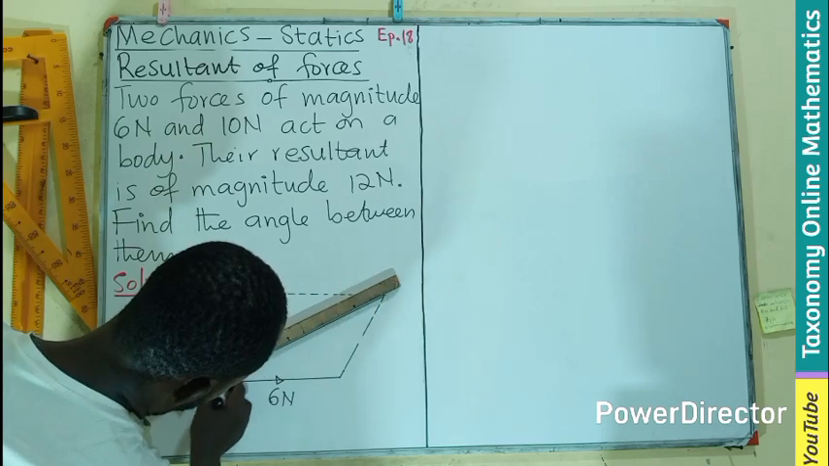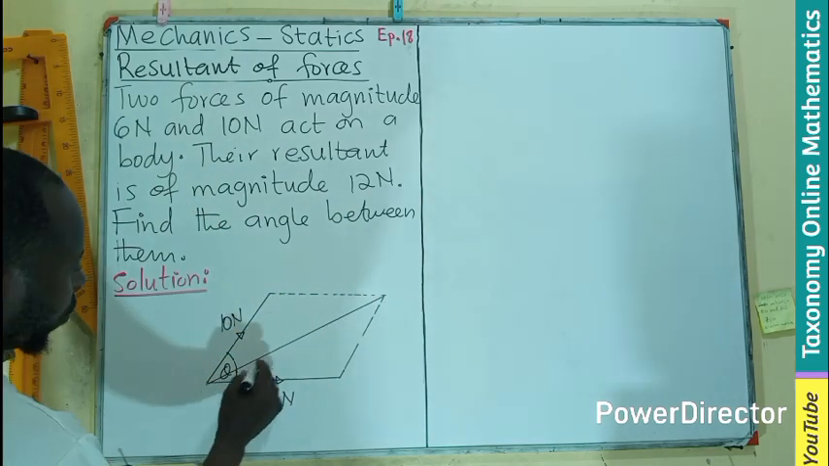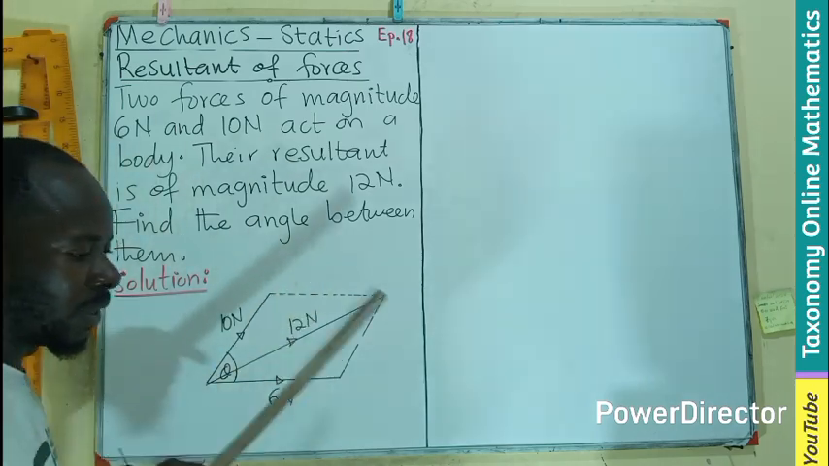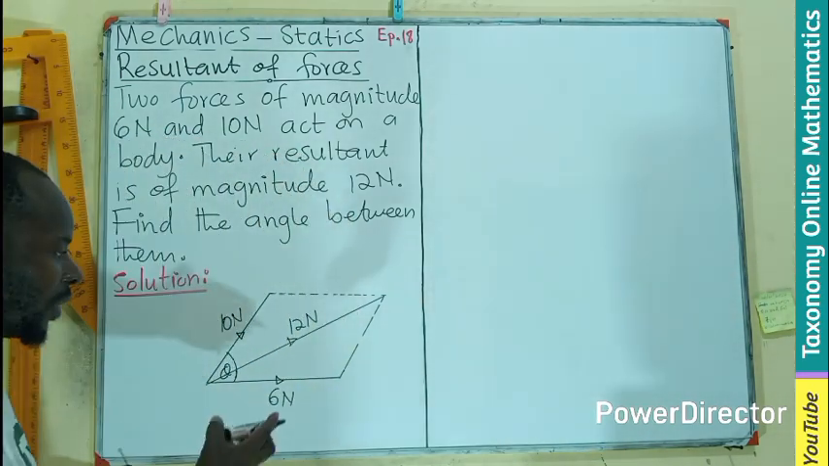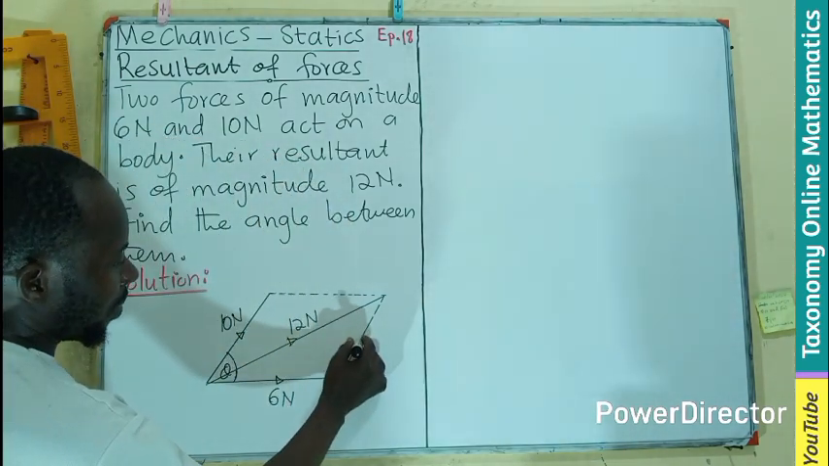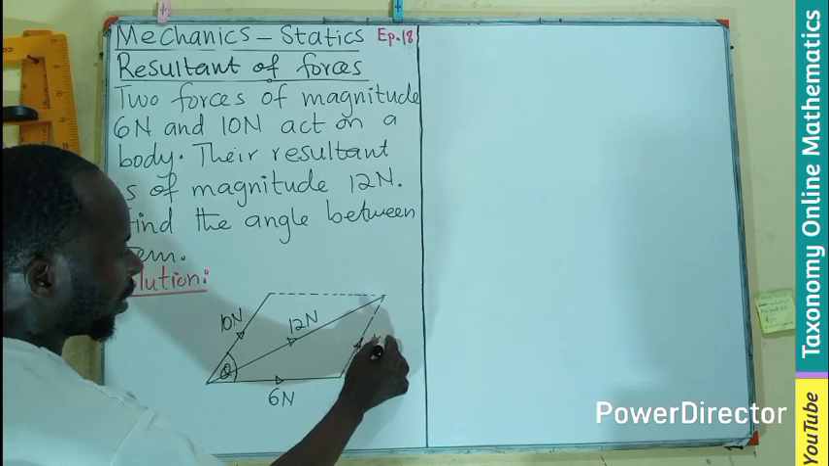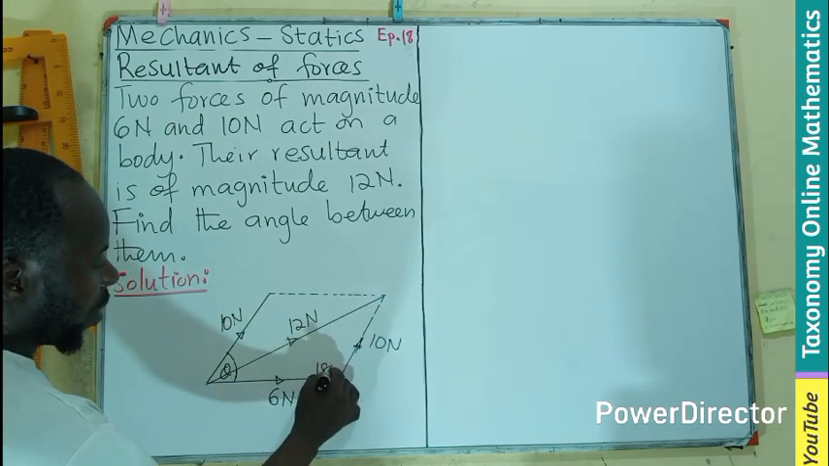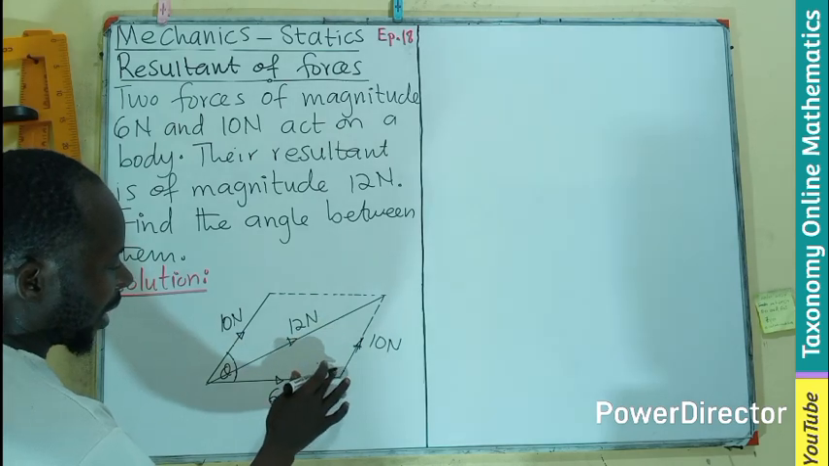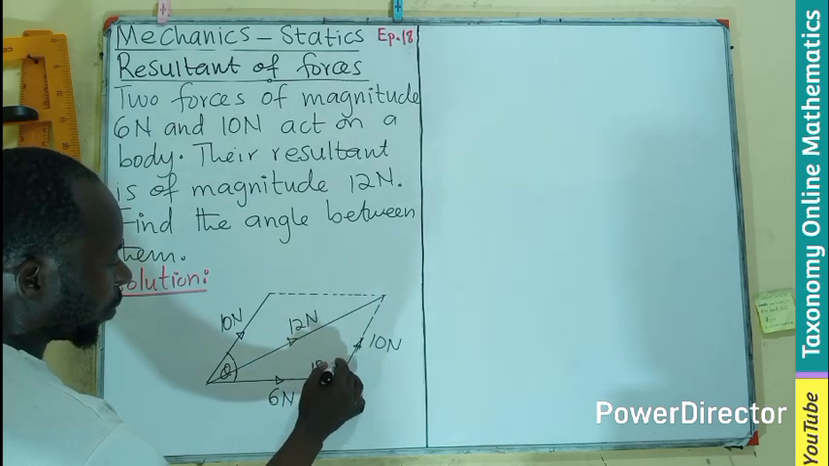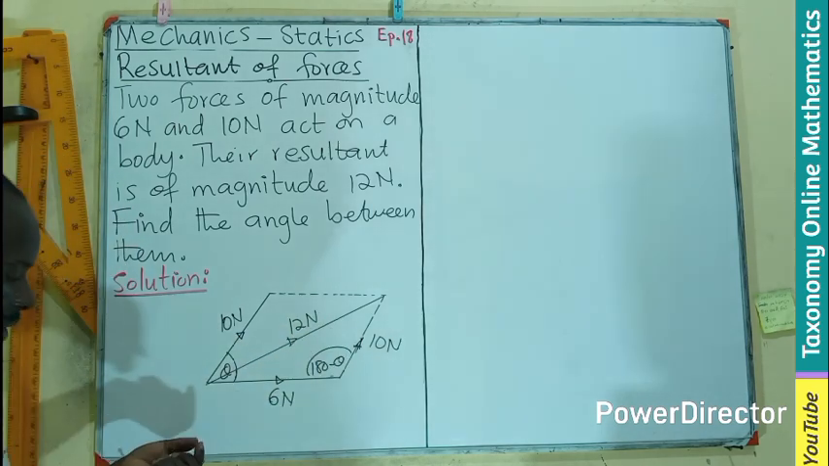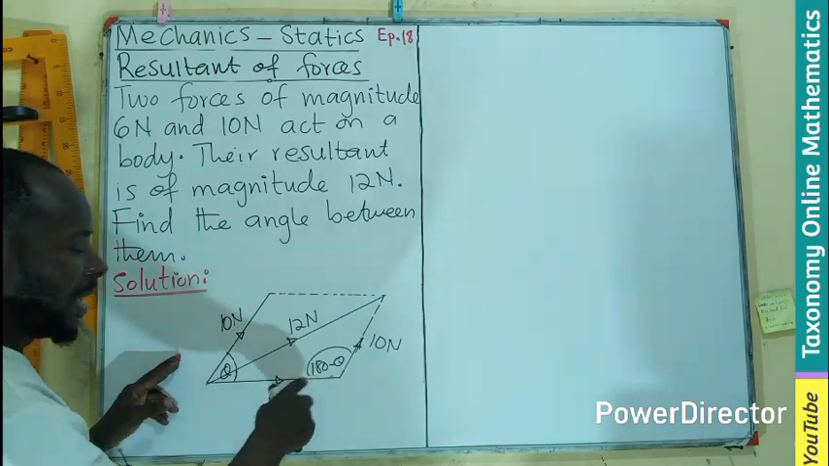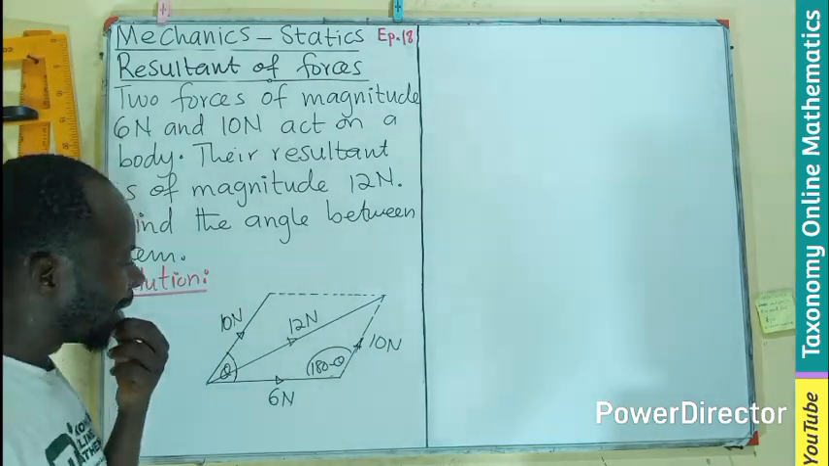force is here, which we have been told is what? 12 Newton. So these are all the information given to us. Remember, this is also going to be 10 Newton, since I want to make use of this. This will be 180 minus theta. That is the angle, because this line and this line are parallel. So theta and this are co-interior angles.